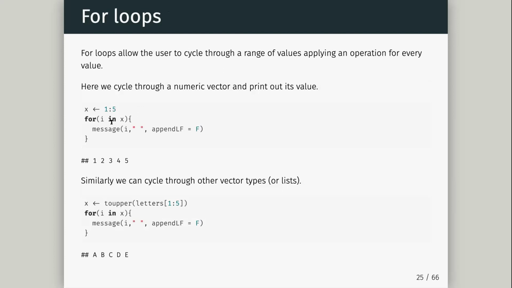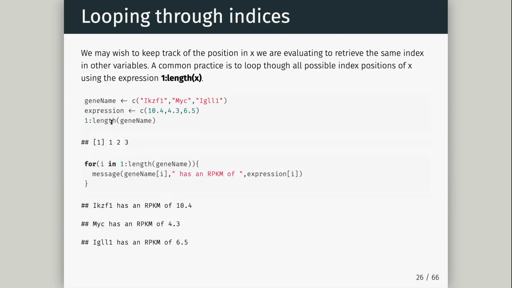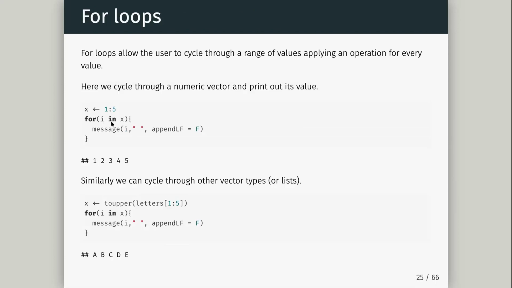Now, for loops allow the user to cycle through a range of values, applying an operation to every one. So here we're going to cycle through a numeric vector, 1 to 5, and we'll just print out every value as it goes. The setup for a for loop is, we have here x as 1 to 5, and we'll do for i in x. So it's for i in this range of values, loop through them.